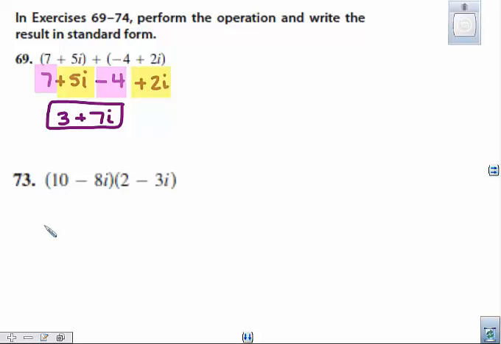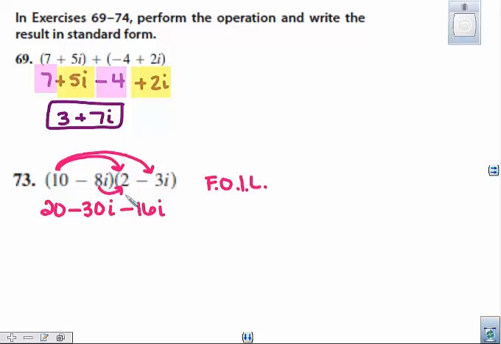73 wasn't on your review. I meant to put it on there, but I didn't, so you don't have to do this. But because it's in your notes, you are foiling here, but I need you to know how to do it. So I'm going to do one with you just as a review. First times first, okay, 10 times 2 is 20. Outer, 10 times negative 3i is negative 30i. Inner, negative 8i times 2 is negative 16i.